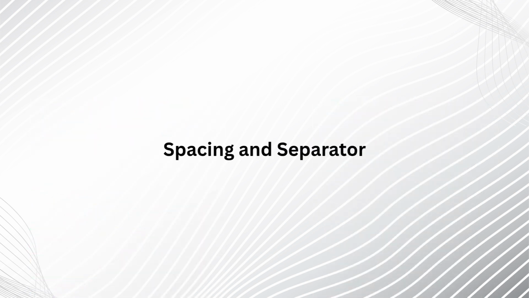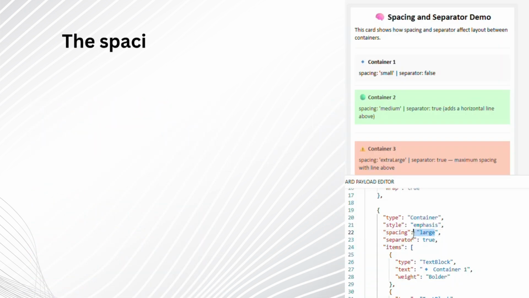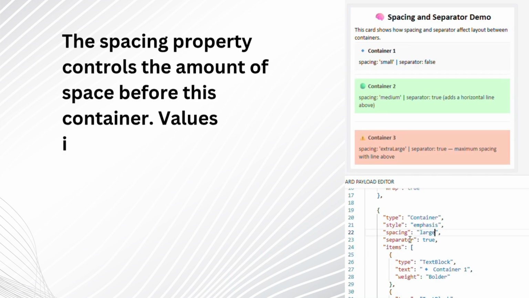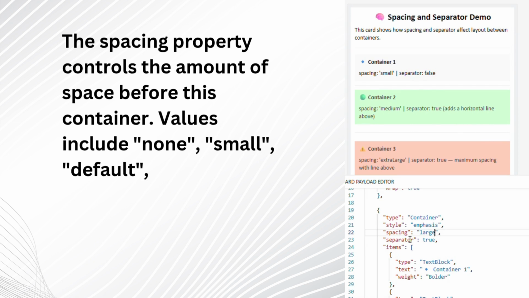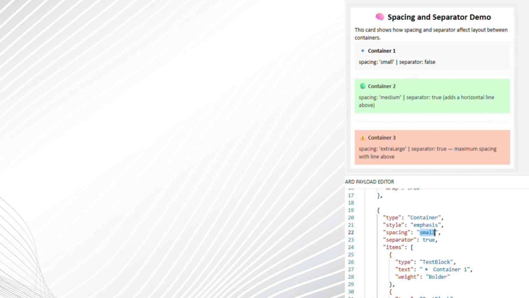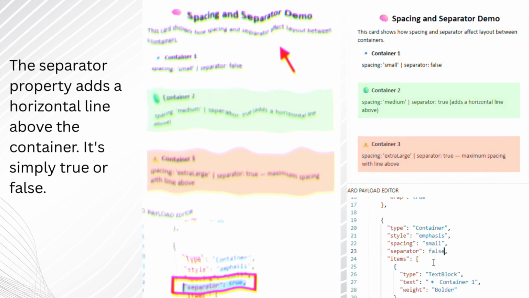Spacing and separator, these control how containers relate to surrounding elements. The spacing property controls the amount of space before this container. Values include none, small, default, medium, large, extra large, and padding. The separator property adds a horizontal line above the container. It's simply true or false.